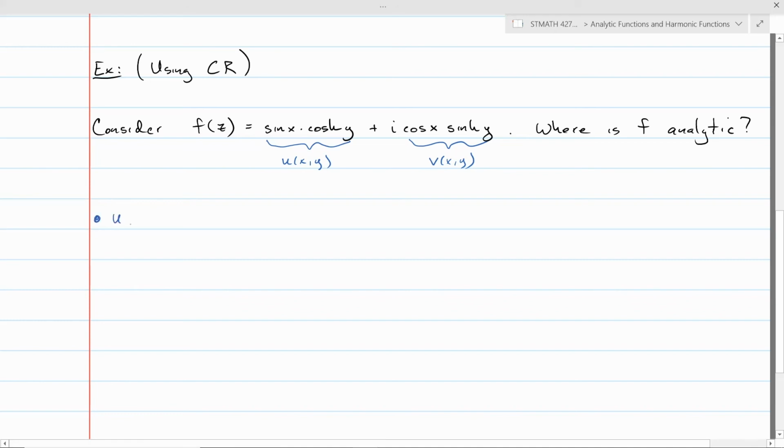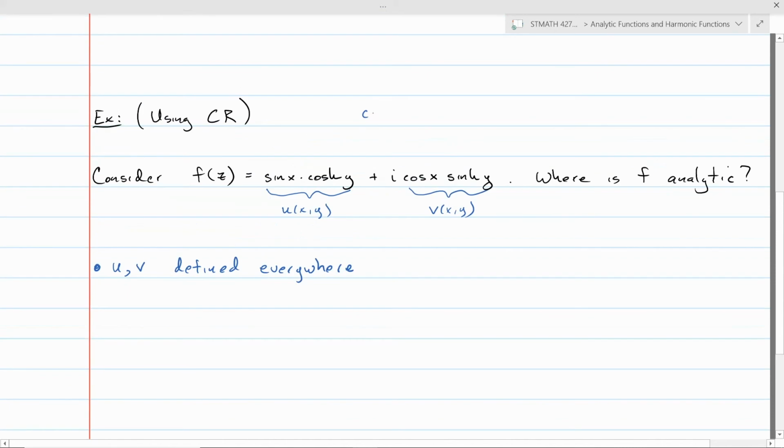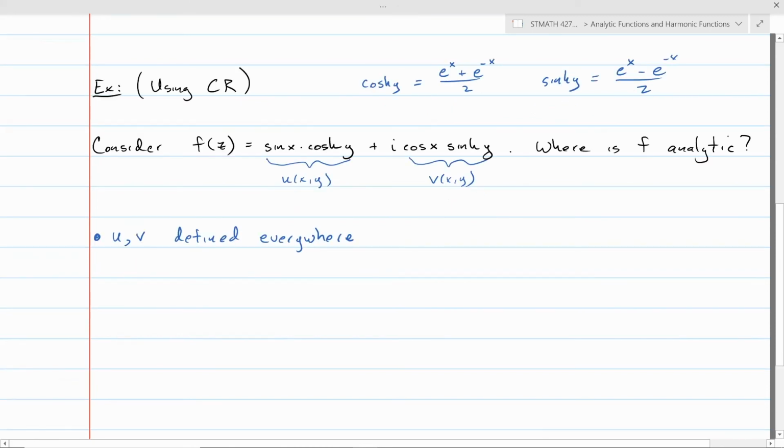Let's just note that u and v are defined everywhere. Hopefully you know that sine x and cosine x are both defined for any x. Now cosh y and sinh y, if you haven't seen them before, cosh y is just e to the y plus e to the negative y over 2, and sinh of y, hyperbolic sine, is e to the y minus e to the negative y over 2. Nothing bad can happen with those functions, right? e to the y can never equal 0. So e to the negative y is defined for every real number. So yeah, no problems with those functions.